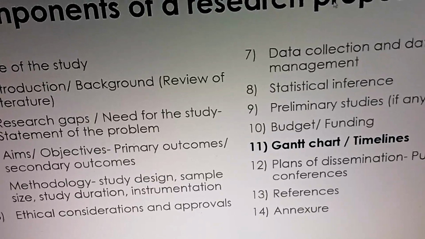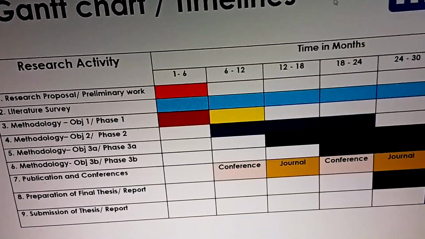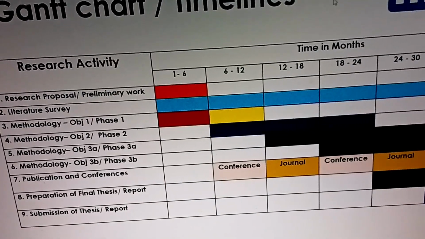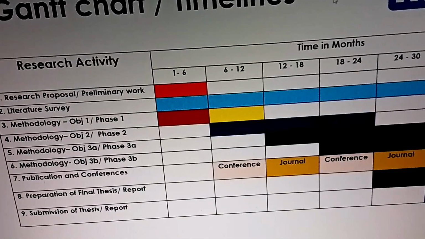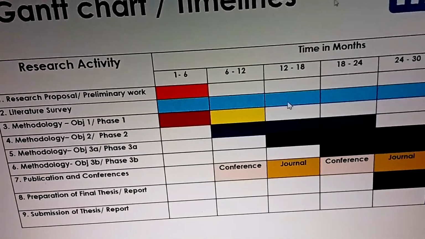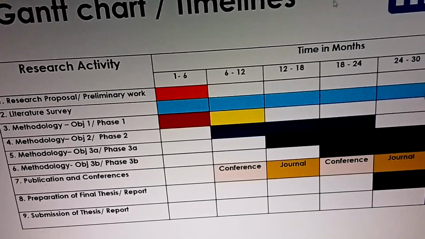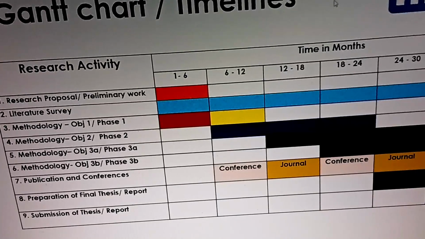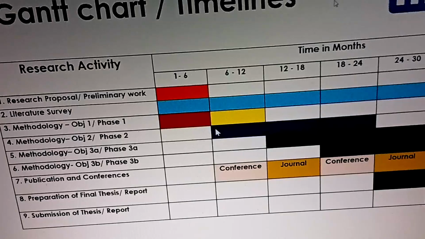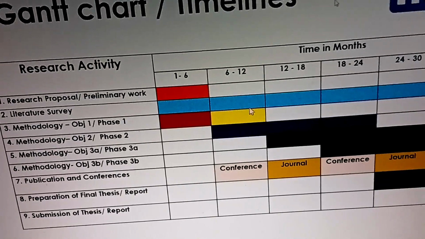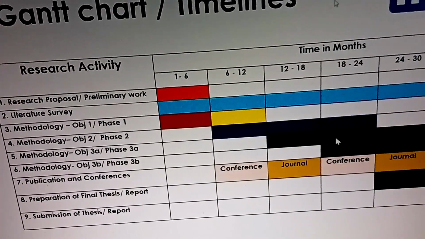And next is the timeline, where you give how much time you are going to use for writing the preliminary work or proposal. This was my PhD Gantt chart, where you can see that for the entire 3 years, from day one till the last month, the 36th month, I'll be doing the literature review, and how much time is spent for objective one and objective two. As you can see, there is an overlap between objective one and two.